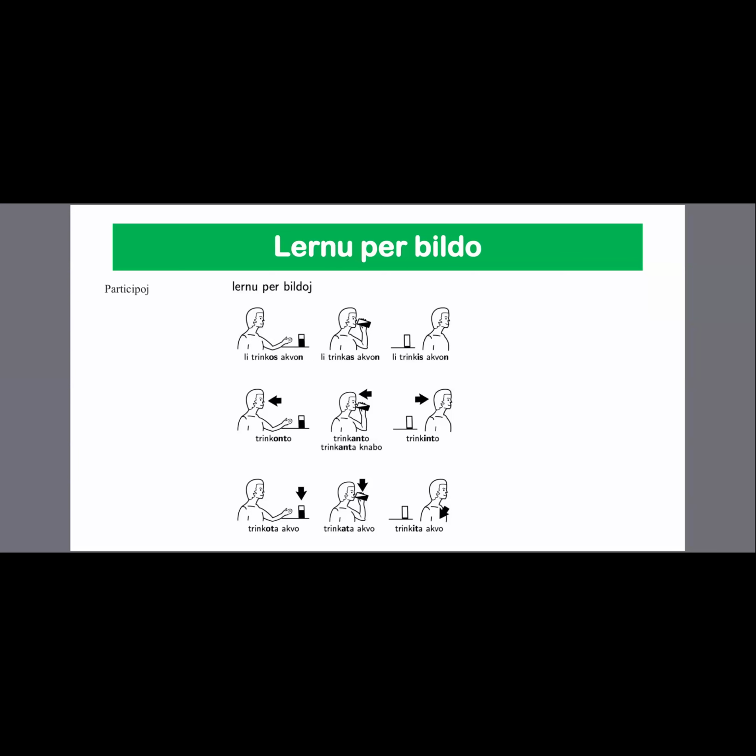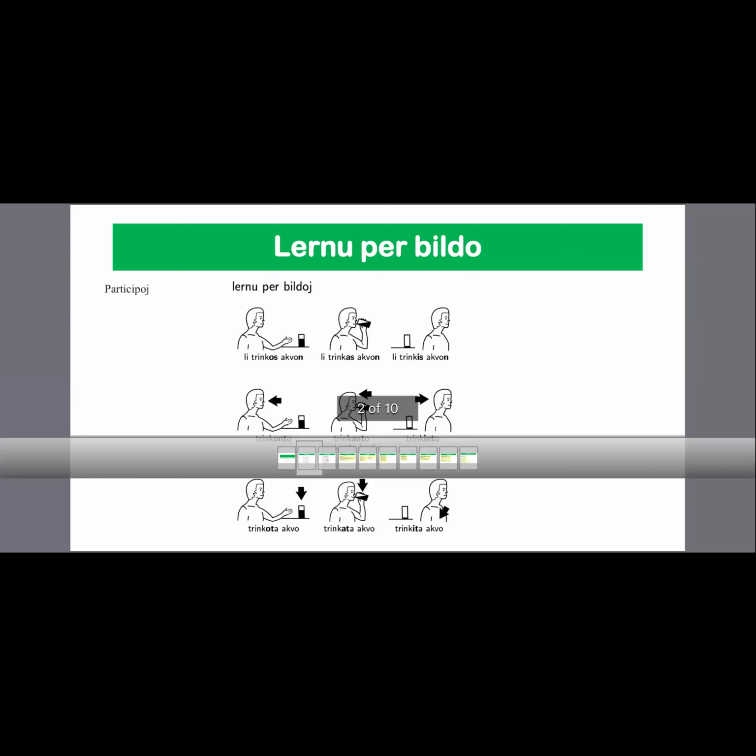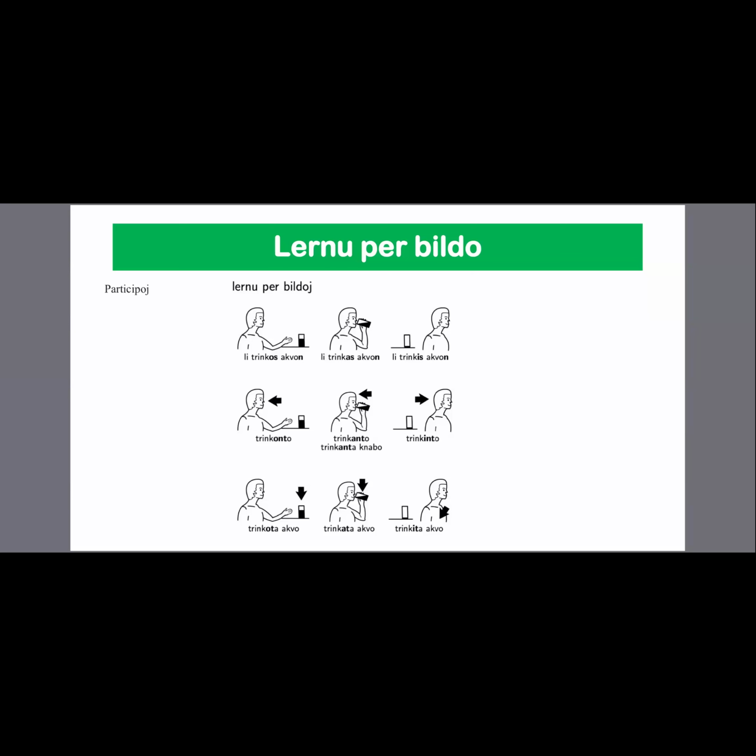But someone who has already drunk water, we say trinkinto. You see, these are the names. Trinkinto is someone who has already drunk water. For example, you find that water was drunk and you ask, who drank this water? I would say, it's Aminata. So Aminata, because she drank water, is trinkinto.